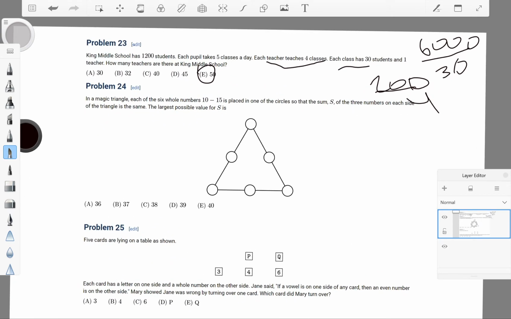This one is interesting. Okay. In a magic triangle, each of the 6 whole numbers, 10 through 15, is placed in one of the circles, so the sum S of 3 numbers on each side of the triangle is the same. The largest possible value for S is what?